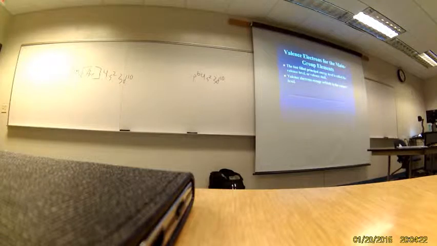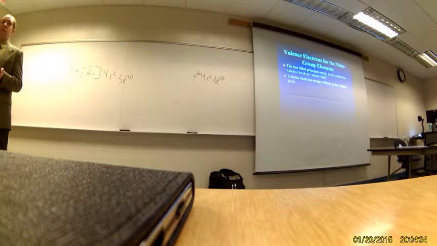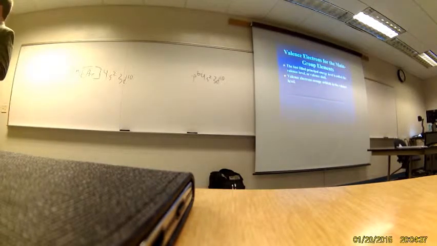5. 1, 2, 3, 4, 5. Okay. How about fluorine? 7. How about sodium? 1. That's how you count valence electrons. Okay. You get down here, you skip these. So bromine has 1, 2, 3, 4, 5, 6, 7.